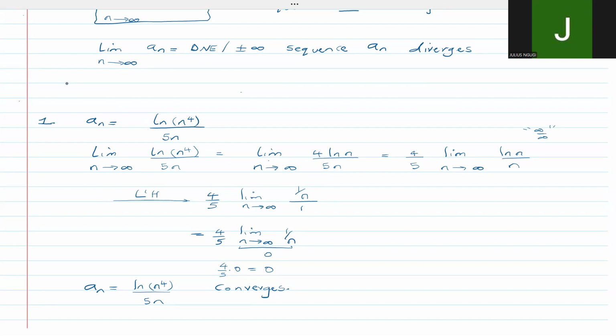And that means we have 4 over 5 times the limit as n approaches infinity. We find the derivative of the numerator. That's ln of n, which is 1 over n. That is the derivative. And the derivative of n is 1.